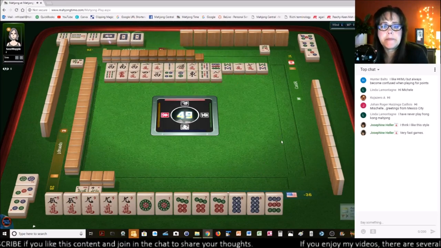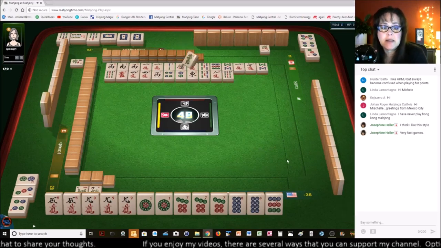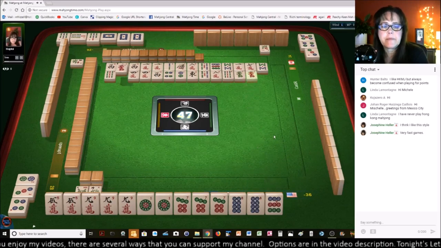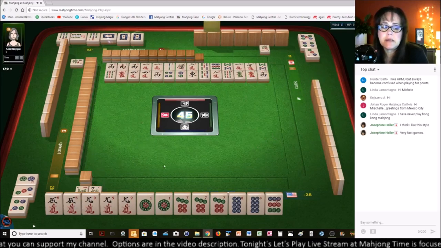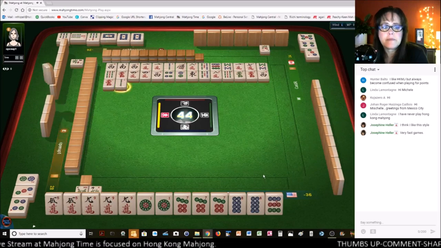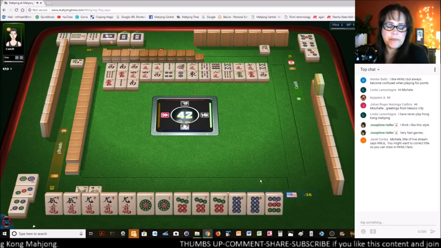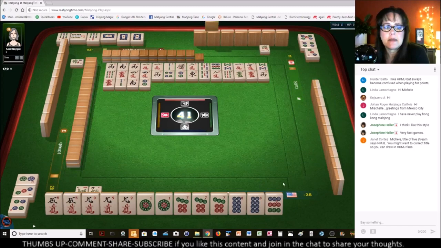Pung. Anytime there's a hesitation like that, someone is contemplating the discard. Green dragon. Red dragon. West wind. We're just waiting to pung. Red dragon. Two bamboos. Oh, south. South wind. I should have kept that south. 2 dots. East wind.